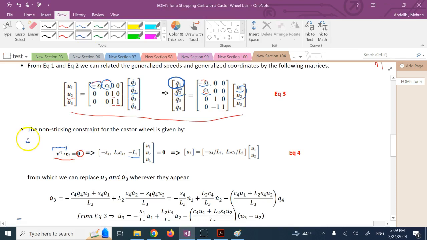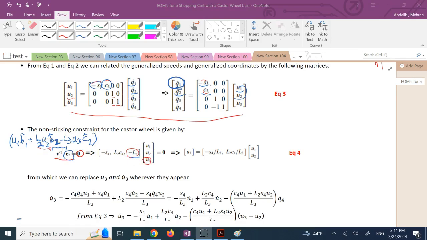It is going to be U1 in the B1 direction, plus L2 U2 in the B2 direction, and minus L3 U3 in the C2 direction. So now you dot product that whole thing by C2, what's going to happen? Well, C2 dot C2 is 1, so you're going to get negative L3 U3, which is exactly this.